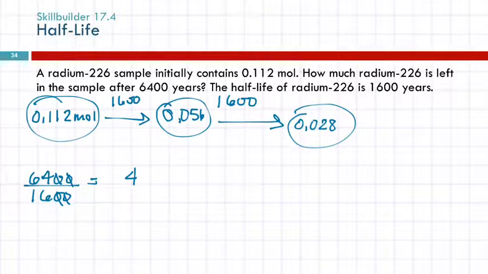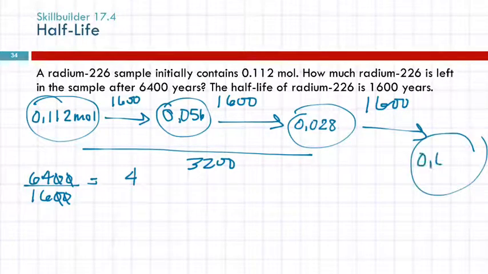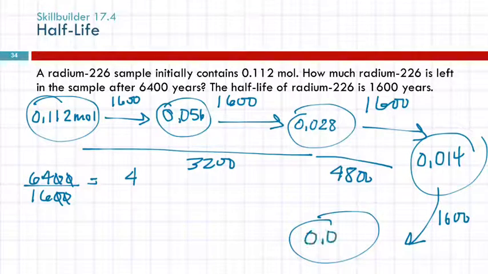So we're up to a total here of 3,200 years. So we need to keep going. Another 1,600. Cut that in half again. 0.014. So now we've reached 4,800 years total time. So cut it in half again. 0.007 moles. And 4,800 plus 1,600 gives us our 6,400.